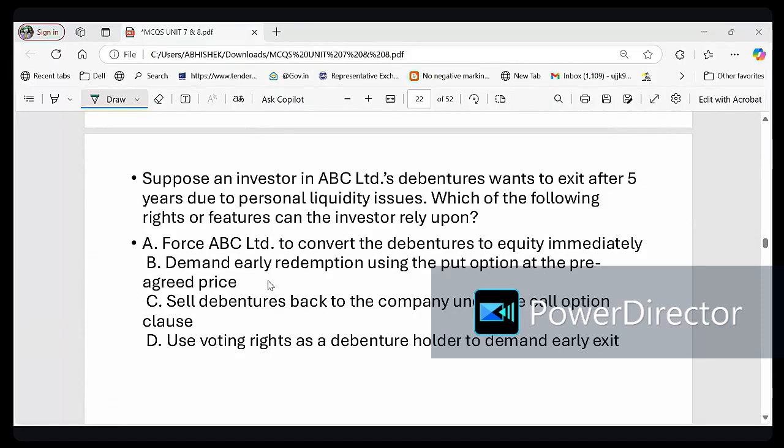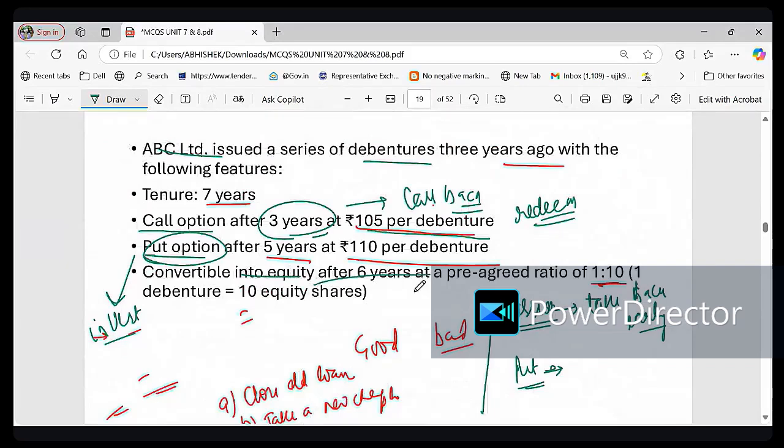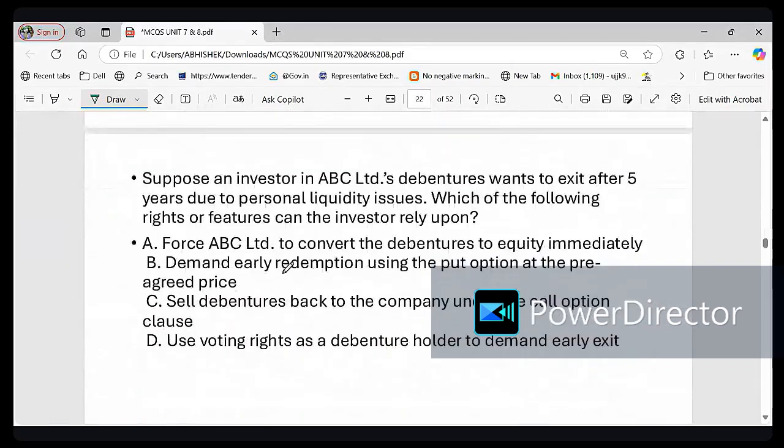Option A is saying force conversion to equity. Equity conversion is allowed after 6 years only. You can see it clearly written that conversion to equity can happen after 6 years. So you can't convert into equity just before the 6 years.